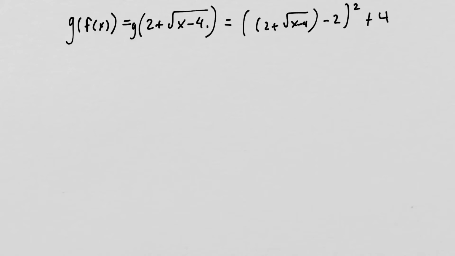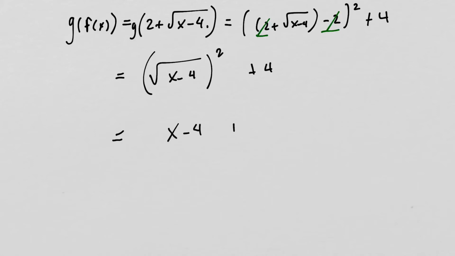Now, inside these parentheses here, we have a 2 and a negative 2, which cancel each other out. This is then equal to the square root of x minus 4, all raised to the second power, plus 4. The square root and raising something to the second power cancel each other out, and we're left with x minus 4 plus 4, which is equal to x. And what that means is that the function g that we found is equal to f inverse.